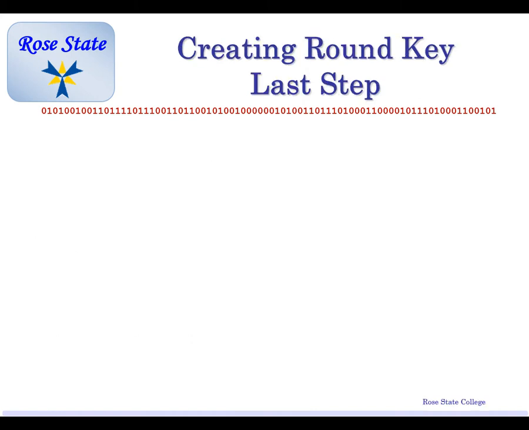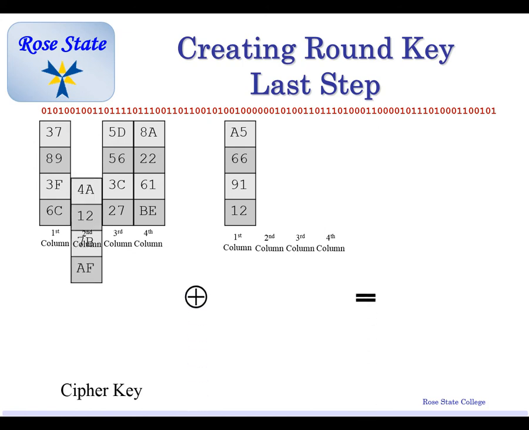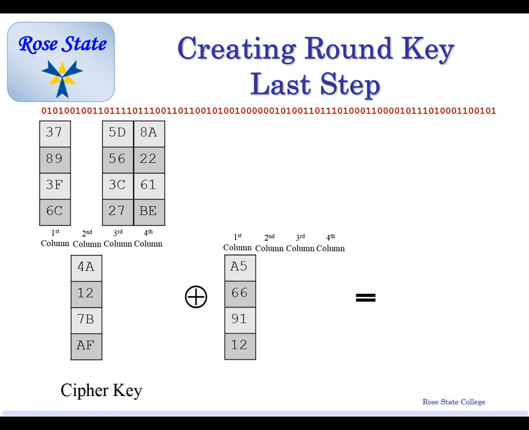Okay, so now what we did with that was, remember we took that 37, then we took this row that we shifted, and then we made this row. Okay? All right. So now we're going to take the second column, bring that down along with that one we just made. We're going to XOR those two together. So the 4A XORed with A5. And we go straight across.